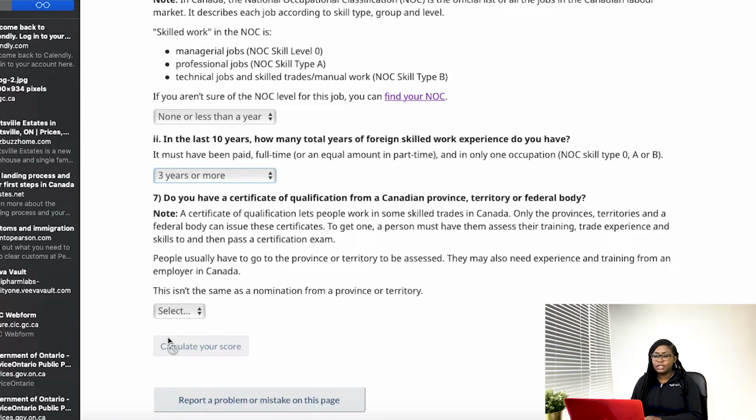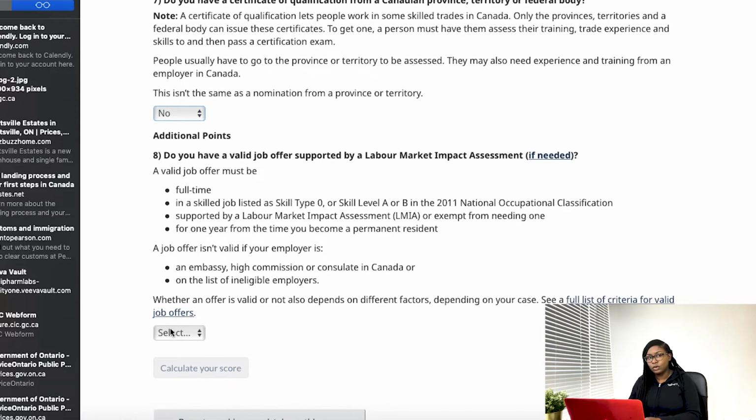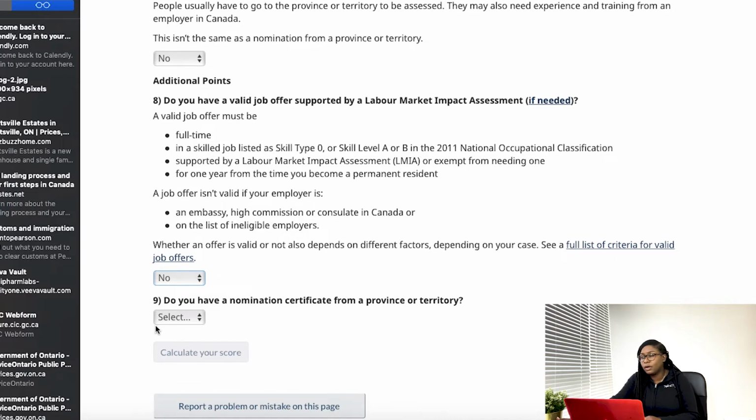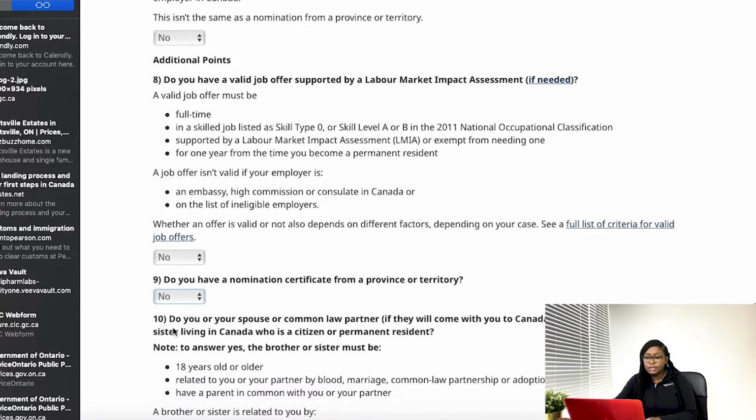And do you have a certificate of qualification from a Canadian? I'm gonna go ahead and say no. Because like I said, you're outside of Canada, that's what I'm doing based on. Do you have a valid job offer supported by LMIA? I'm gonna say no. It's not impossible to get a job outside of Canada and come in, but it's hard. So I'm just gonna go ahead and say no. Do you have a nomination? I'm also gonna say no.